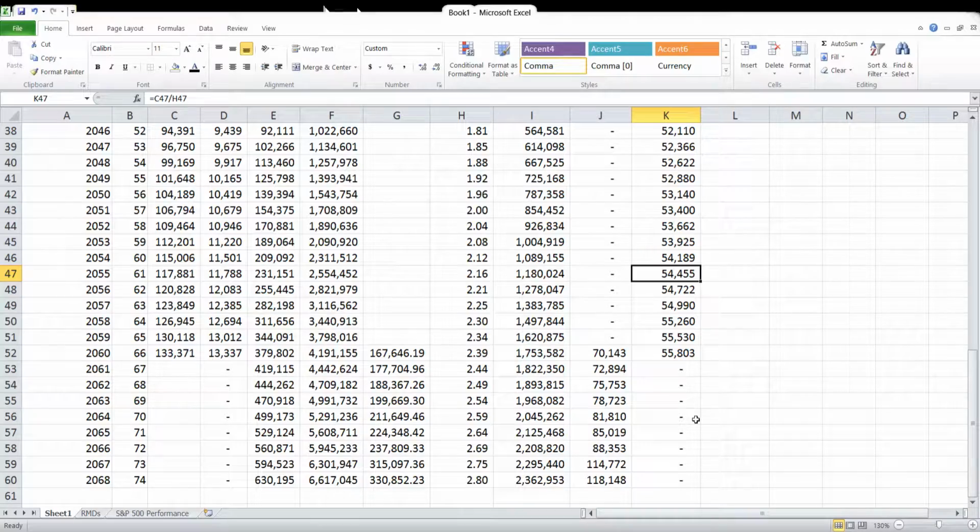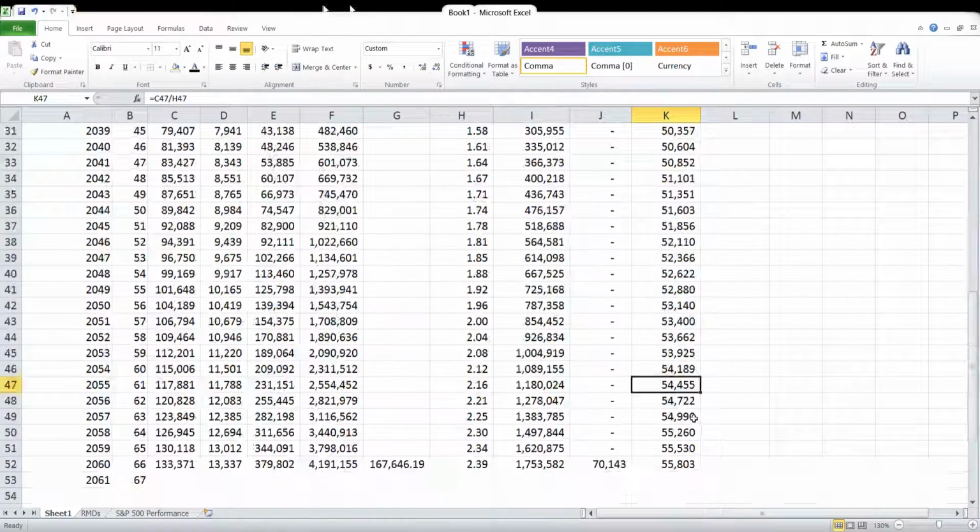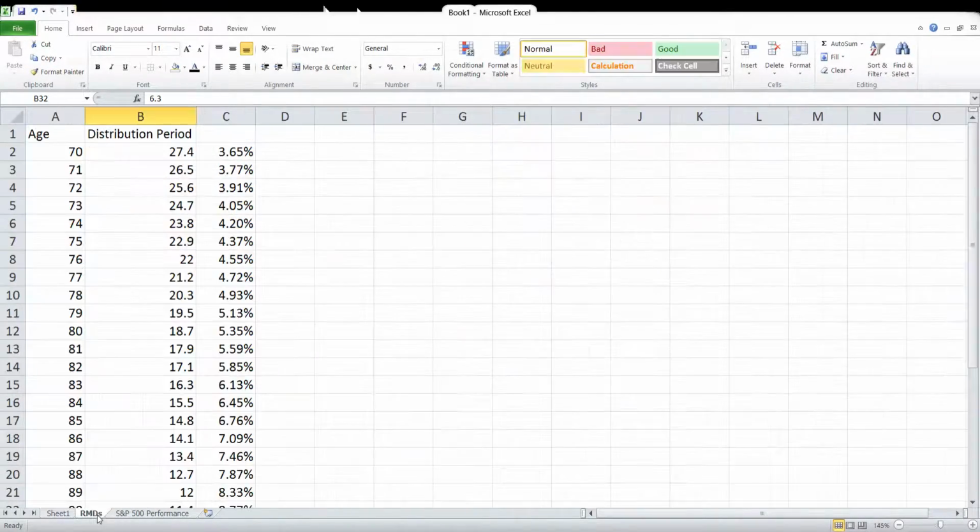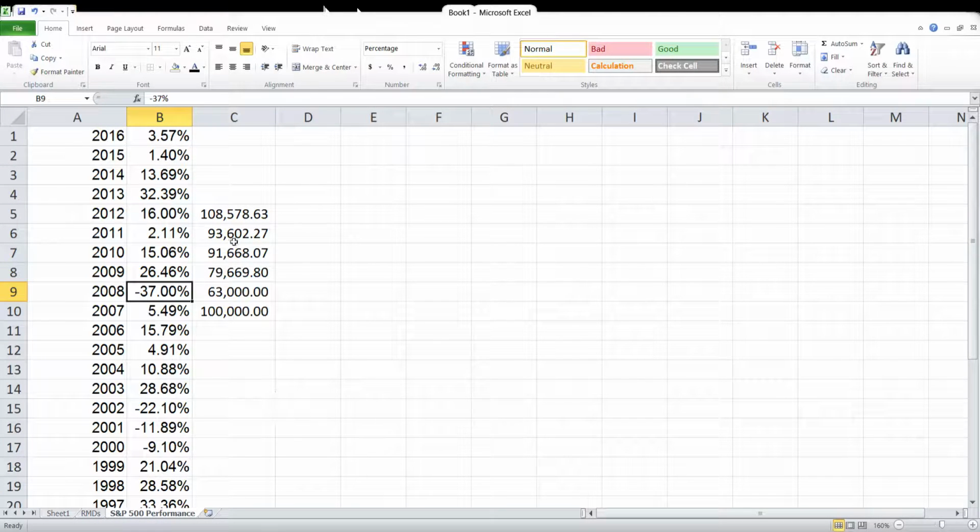So that's it for this one. We've accounted for withdrawals and made you aware of required minimum distributions. You can go to the irs.gov website, and it'll tell you what these required minimum distributions are. You can do a Google search for historical S&P 500 returns.